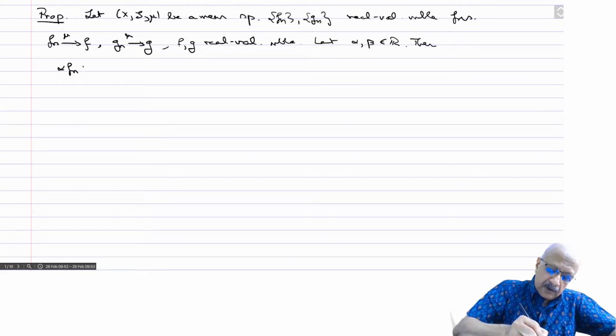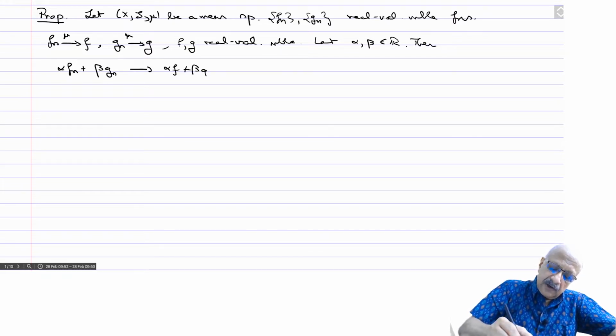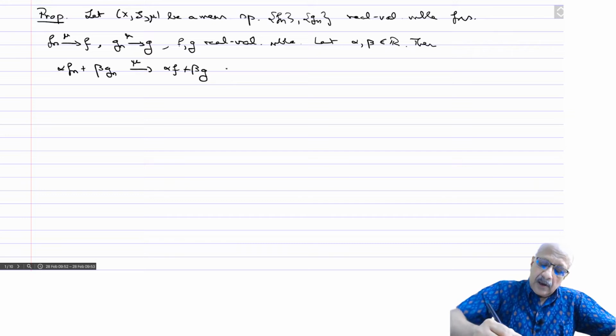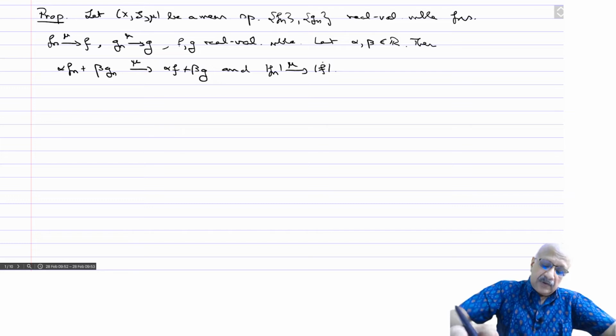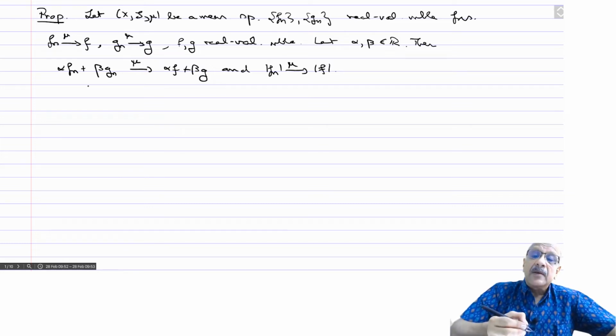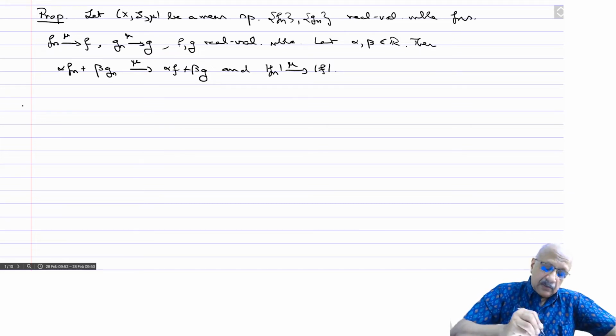alpha f_n plus beta g_n will converge to alpha f plus beta g in measure, and mod f_n will also converge in measure to mod f. So these are the usual properties we expect from any reasonable notion of convergence. So, proof.